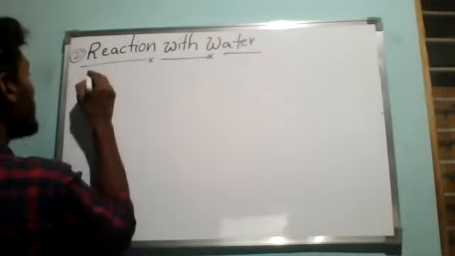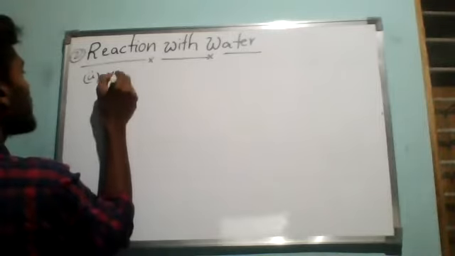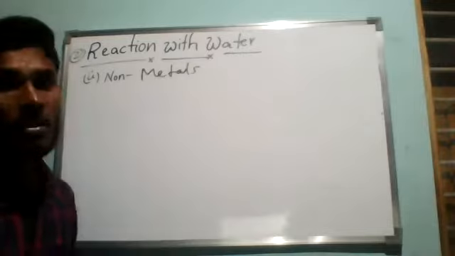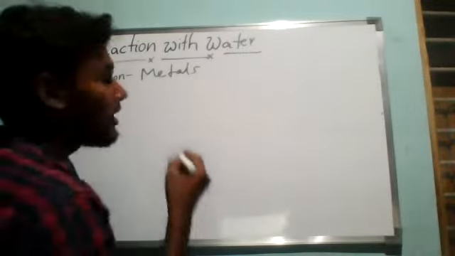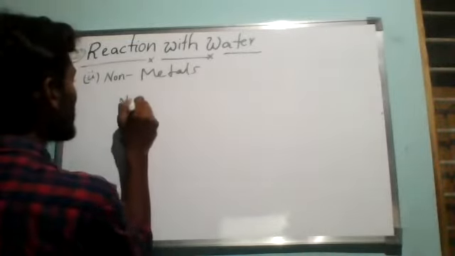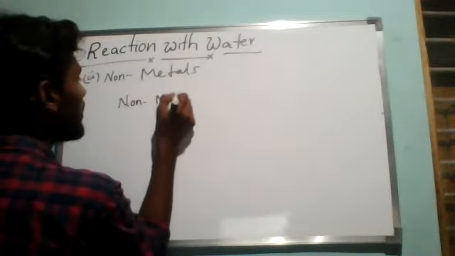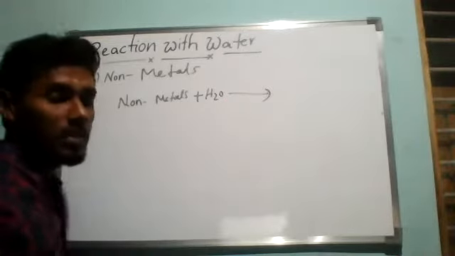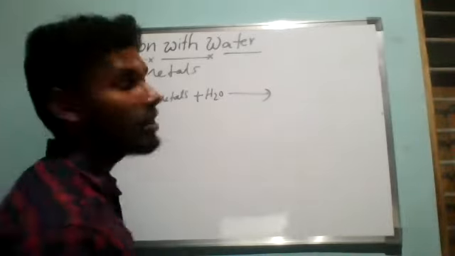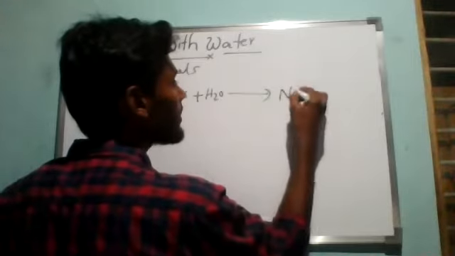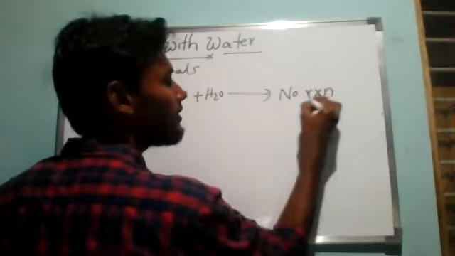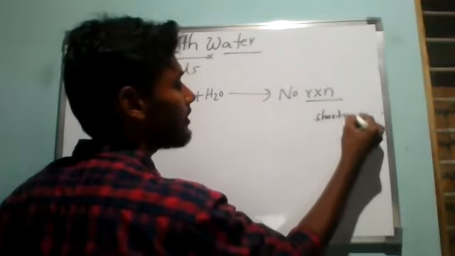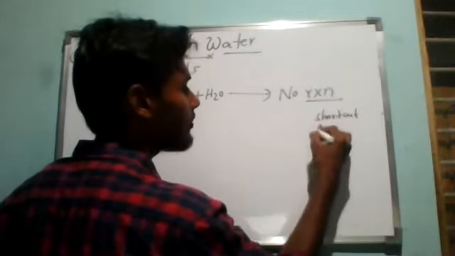So metals are done, now the second one is what? Non-metals. If we take non-metals, let me take the first reaction with sulfur. Non-metals plus water, and if you try to observe whether any product is coming or not, you can observe that no reaction will take place. So I will write NR, a shortcut for reaction. In future I will write like this only, a shortcut for reaction.